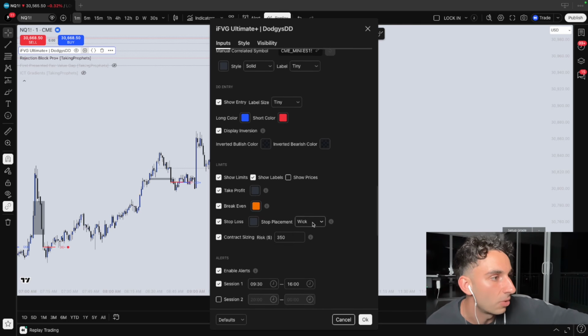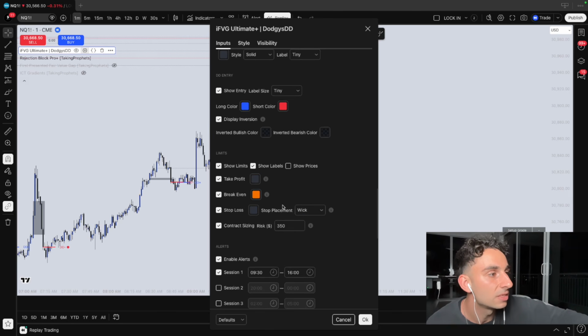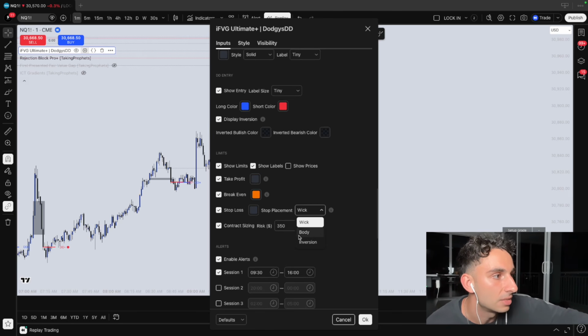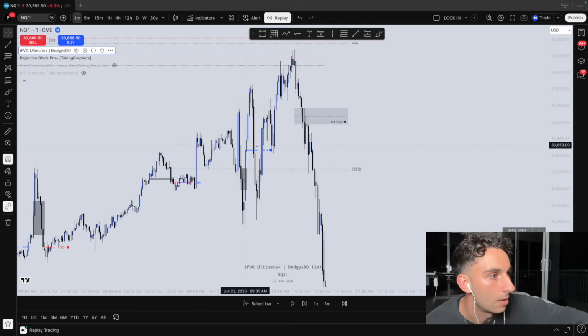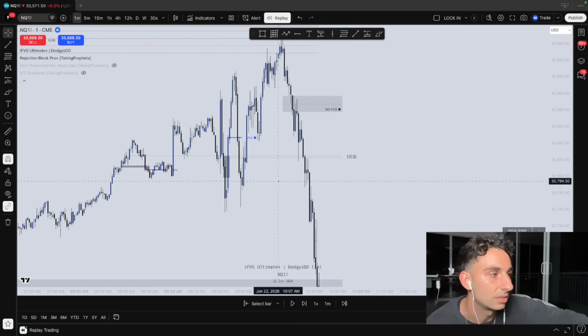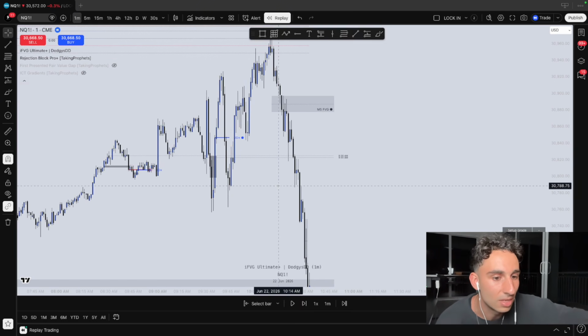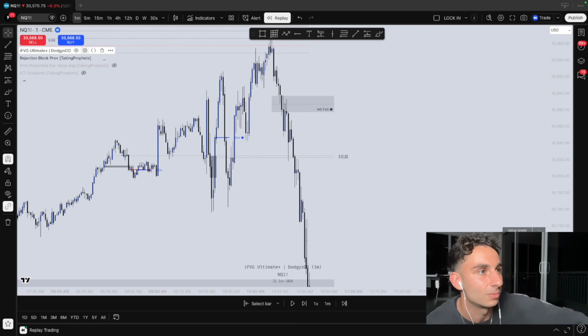So once again, personal preference, wick is always going to be safest. In good market conditions, body is going to be the best. I never really do inversion. I personally don't. I've had the most success with body. But once again, that's going to be up to you. I can't really tell you guys how to trade. I'm just trying to give my insights as much as possible.